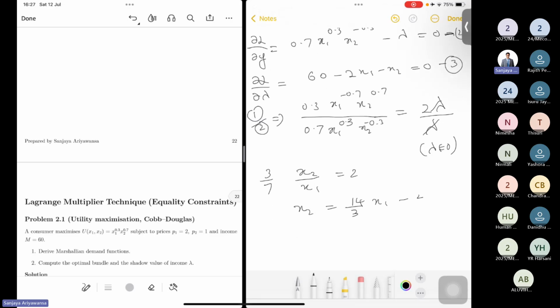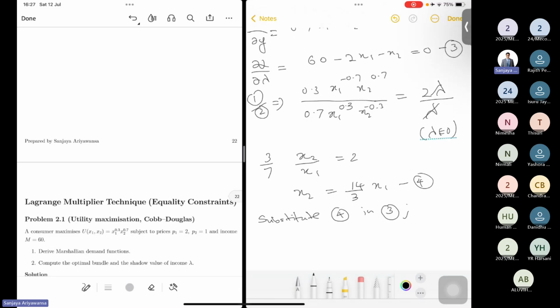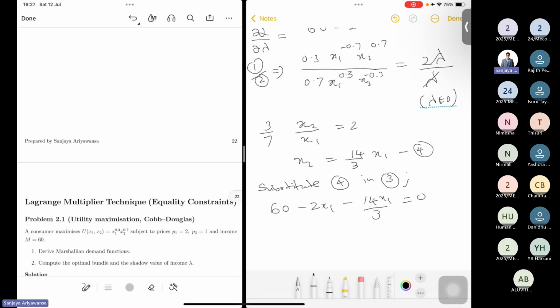I go, and this is my fourth one. So I substitute equation 4 in 3 such that I get 60 minus 2x1 minus x2 minus 14x1 over 3 equals 0. And from this, I get x1 would be 9. That's 1. And then x2, I would get as 42.